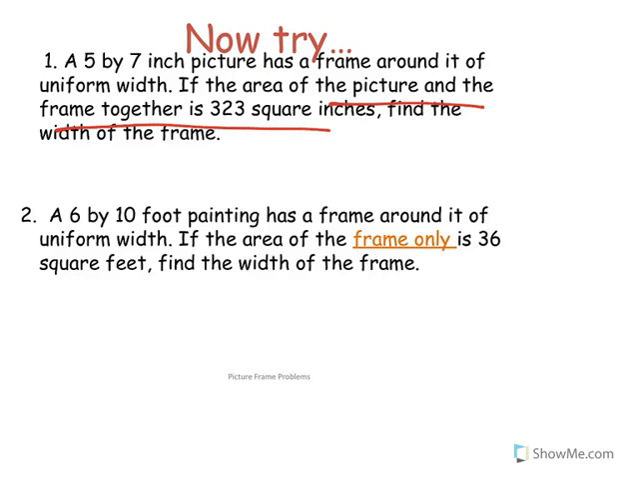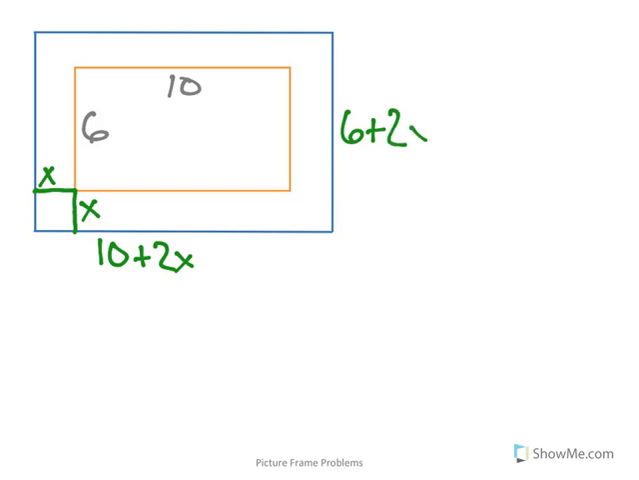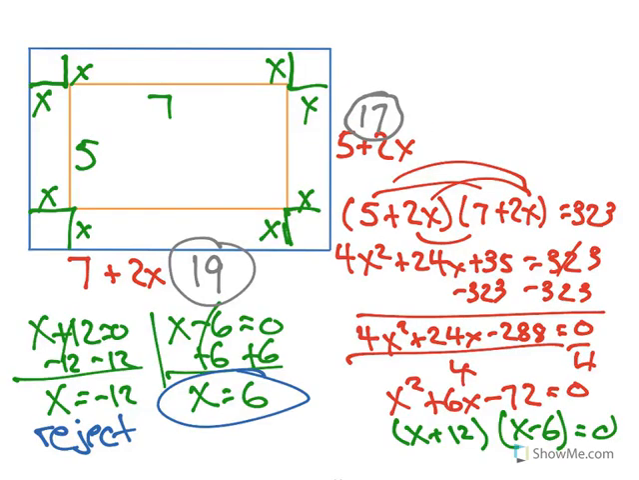So our 6 by 10 painting has a frame around it of uniform width, so let's get that set up. My uniform width, I'm only going to put one of them in here. I think we've done a few of these now. And again, if you've been following along, you know that this should be 10 plus 2x, and this should be 6 plus 2x. Here's the difference, though. Let's go back.